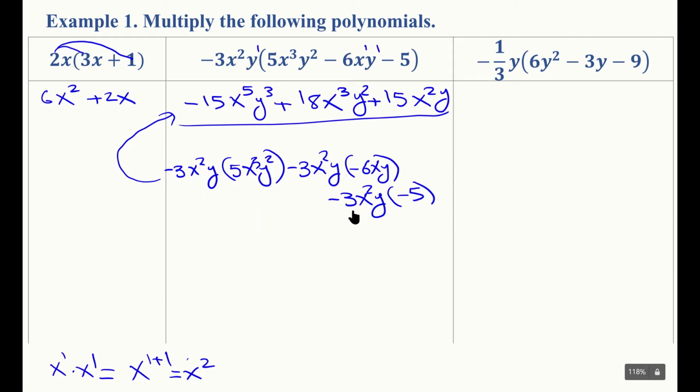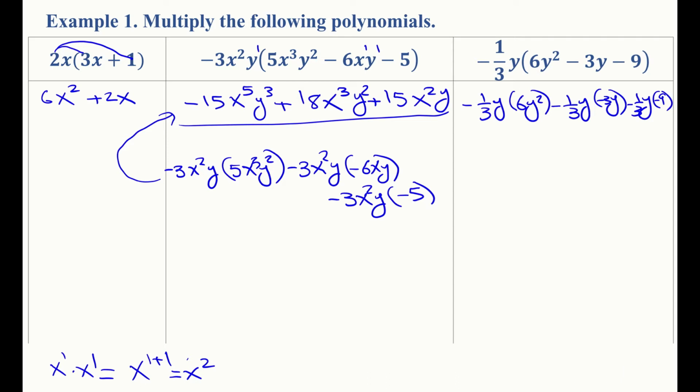But again, it all depends on your level of comfort. When it comes to situations where fractions are involved, I definitely recommend that you show the intermediate step. So here we're going to do that. We're going to write negative 1/3 y times 6y squared, and then negative 1/3 y times negative 3y, and finally negative 1/3 y times negative 9.